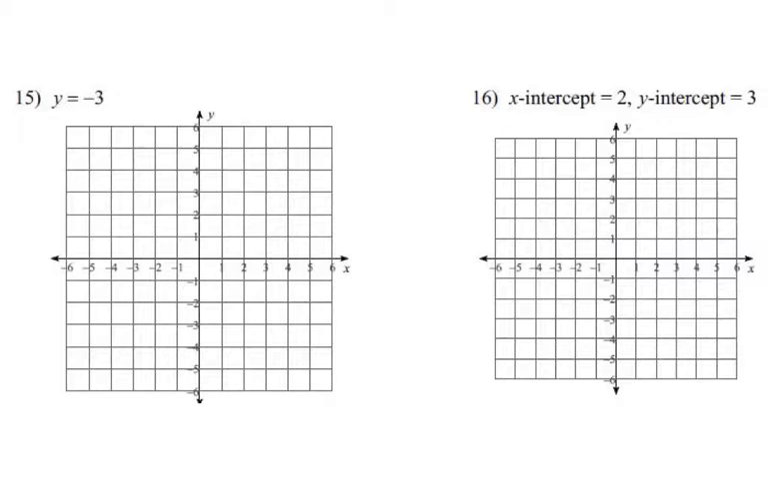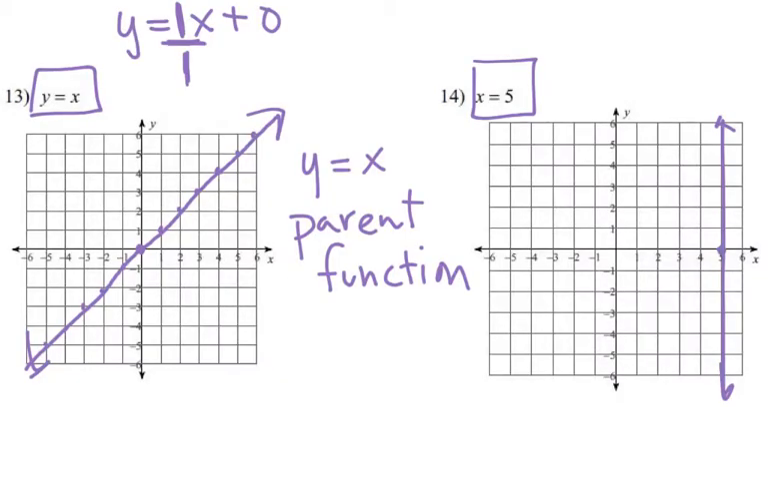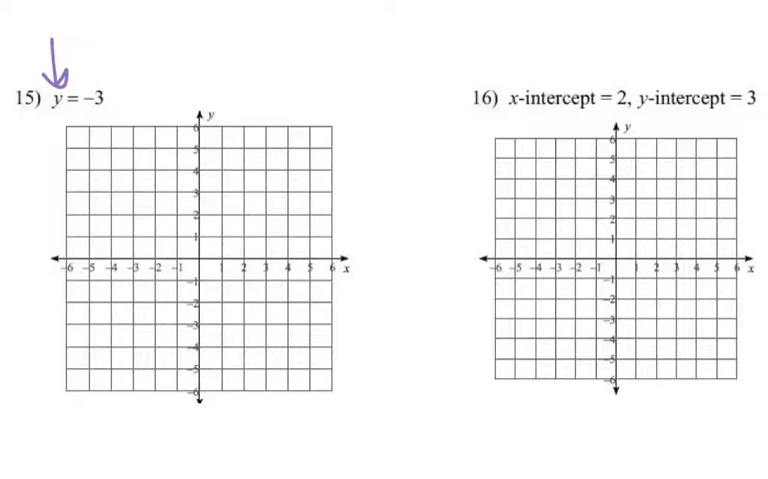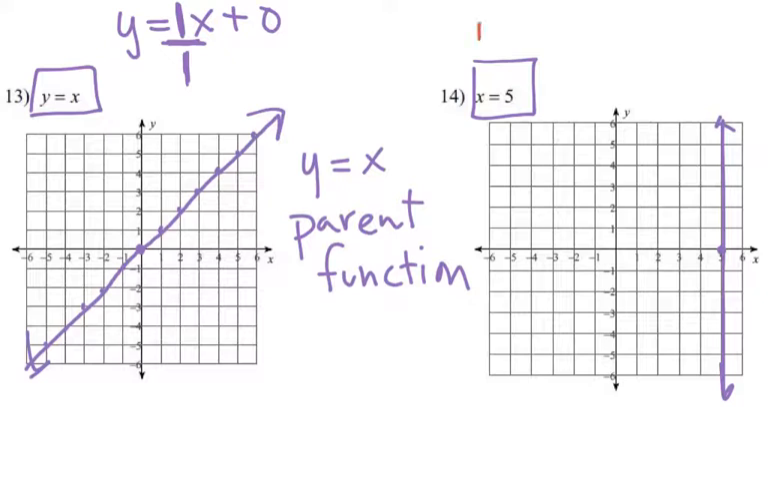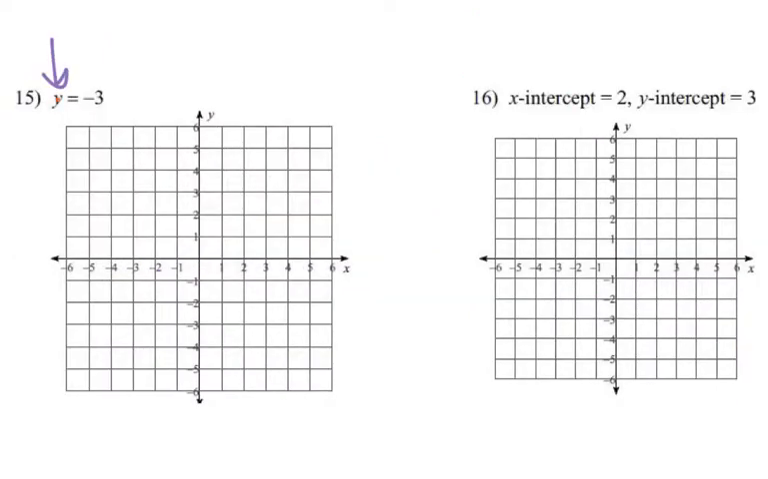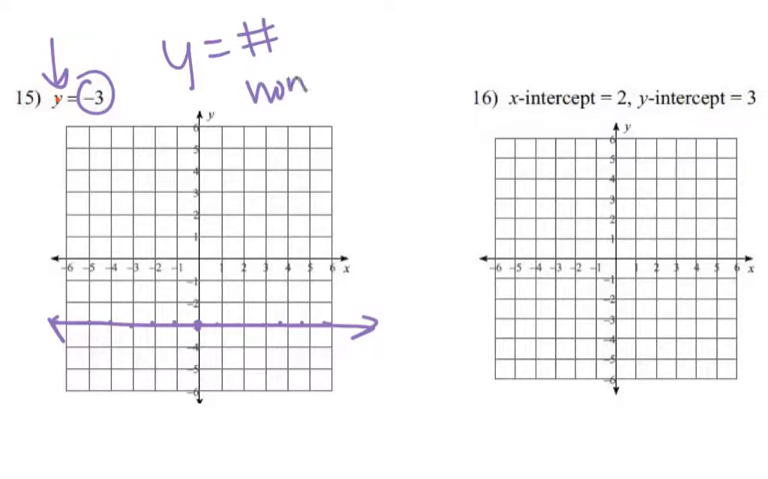Alright, now 15. 15 kind of looks like 14, doesn't it? We've only got one variable. This time it's the y variable. Now, just like on the x variable, we graphed on the x-axis, on the y variable, we're going to graph it off the y-axis. So I go to y equals -3 down here, and all these points here have y values of -3. So we draw ourselves a horizontal line. So if it's y equals a number, that's going to be a horizontal line at the number.